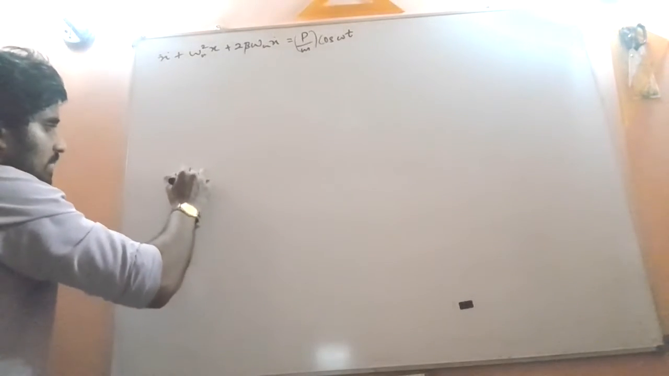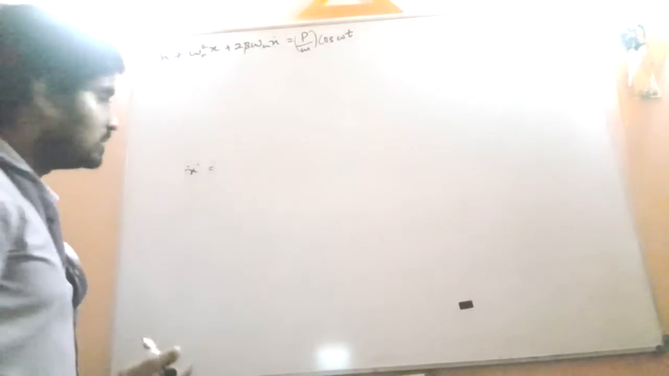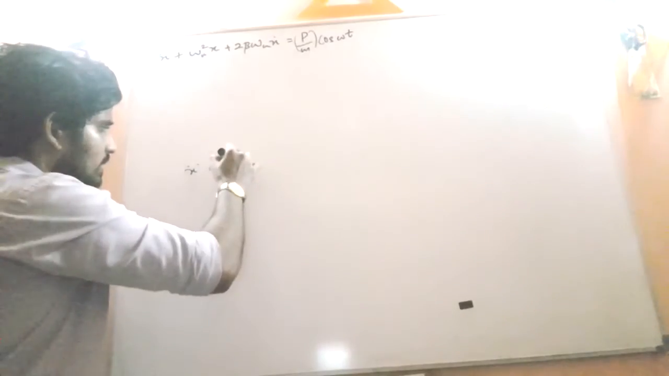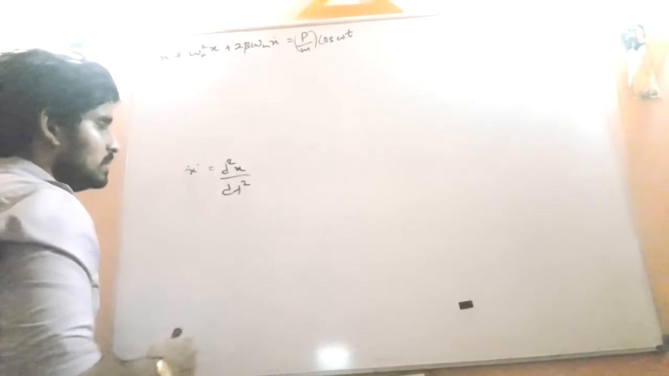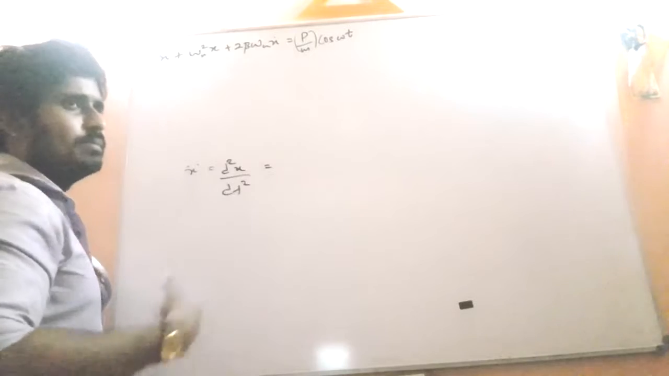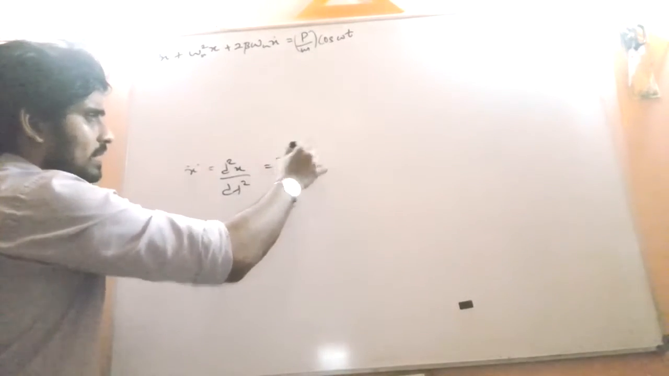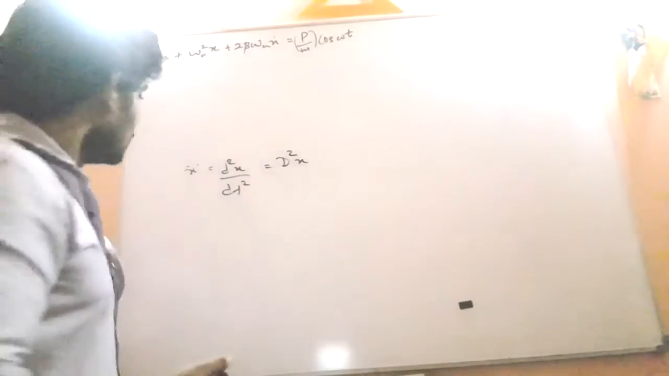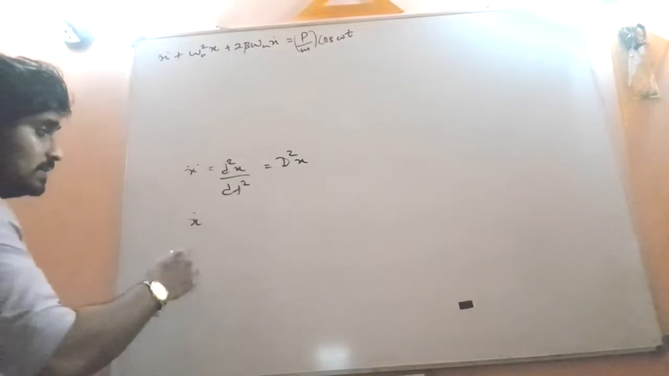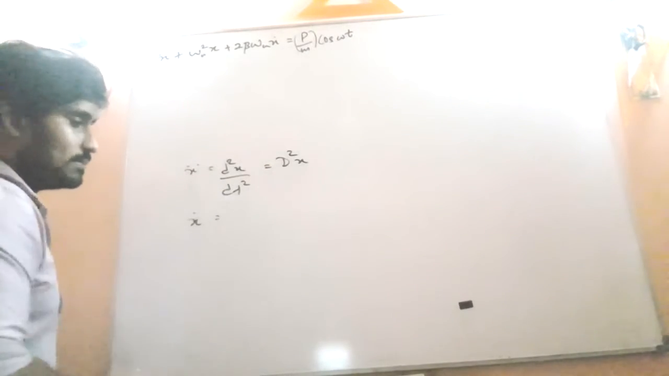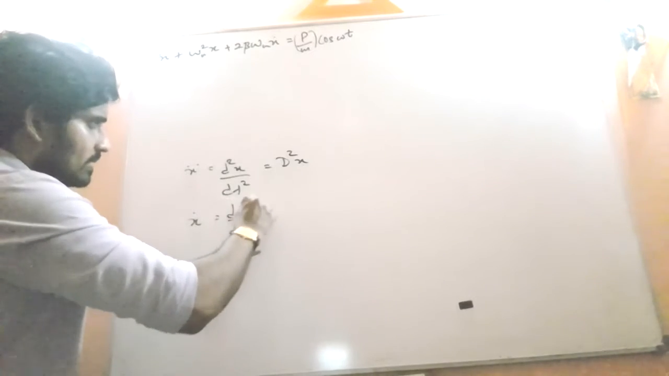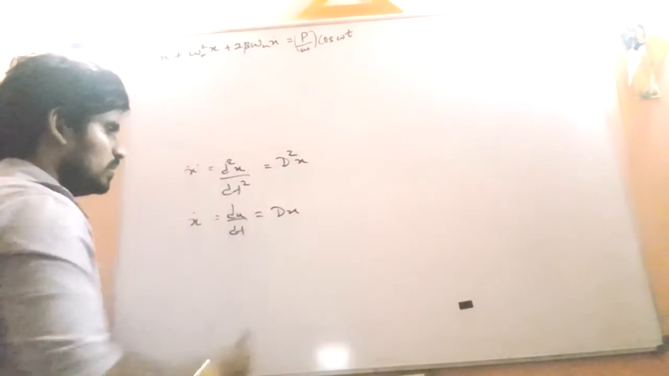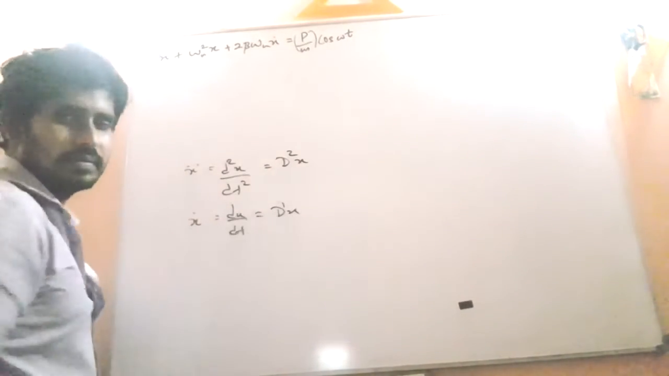So we know x double dot is the acceleration, or in other words, the second derivative of x with respect to time. We call it d²x divided by dt², right? According to the D operators, we call it D squared x, because of the second derivative. Similarly, x dot is the first derivative of x with respect to time. We call it dx by dt, right? With respect to the D operators, we call it Dx, where D to the power 1 because of the first derivative.